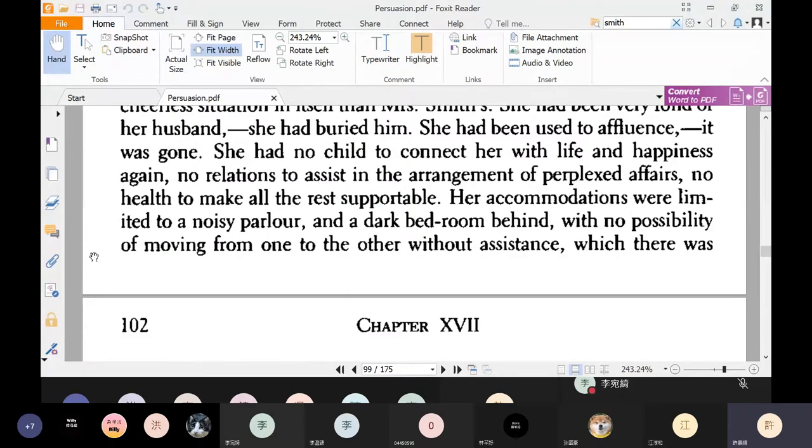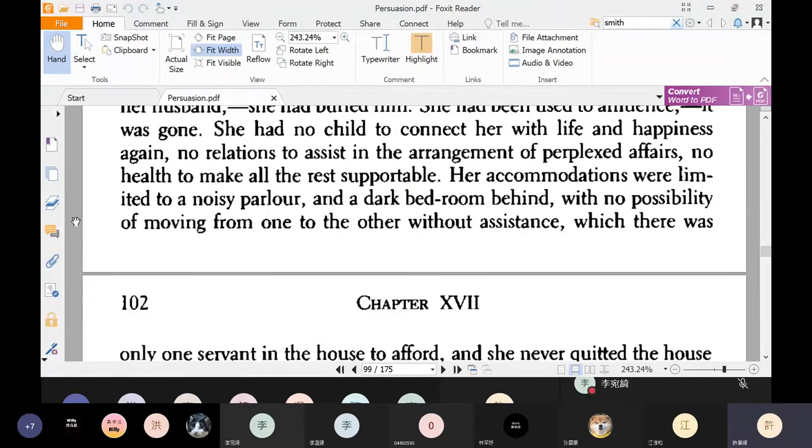And what's wrong with her health? We will talk about that just below. Her accommodations, which is where she lives, were limited to a noisy parlor in a dark bedroom behind. So the place where she lives only has two rooms, a bedroom and a parlor.